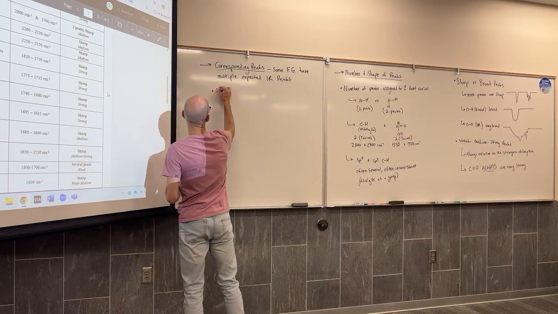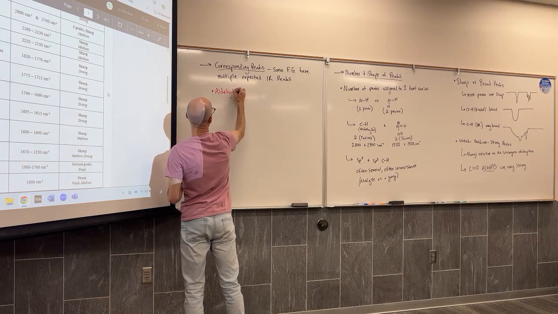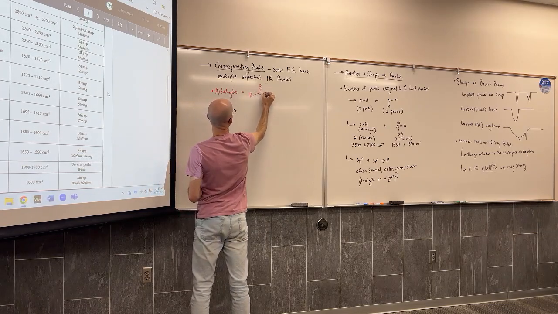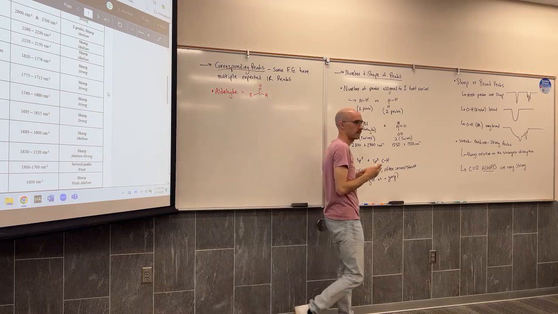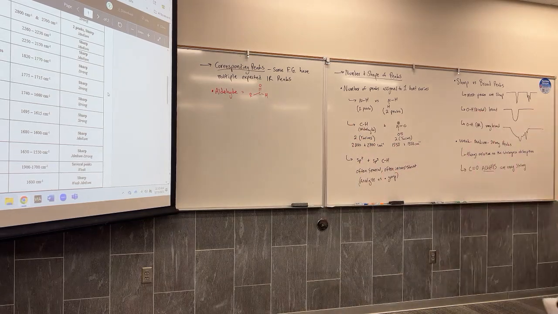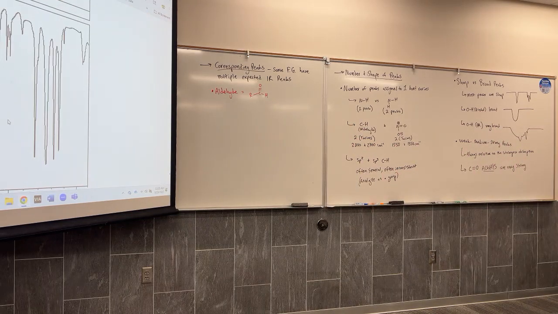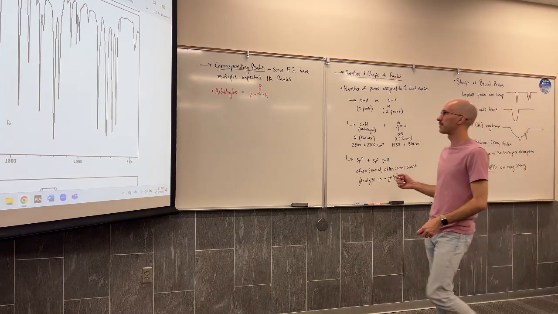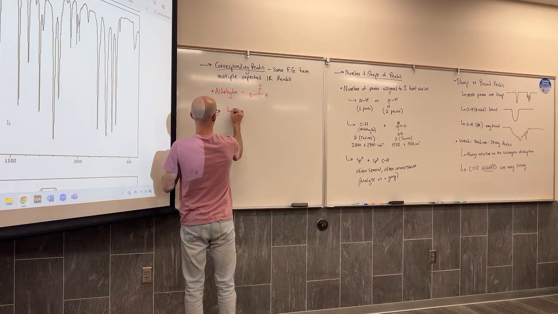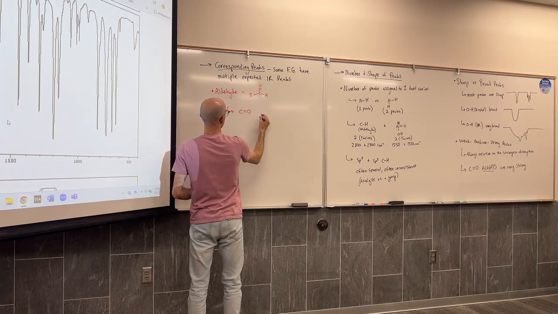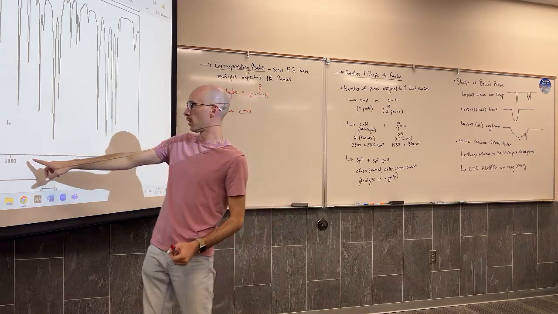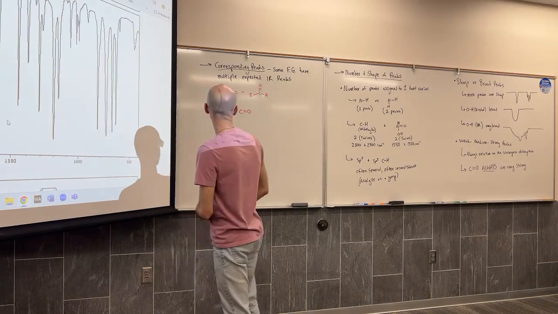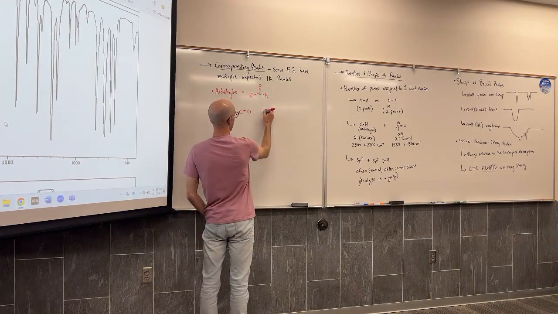Let's look at the aldehyde. One of the most prominent peaks that you'll find from an aldehyde is the CO double bond. For instance, here we've got a CO double bond that is pretty much centered right at 1700.